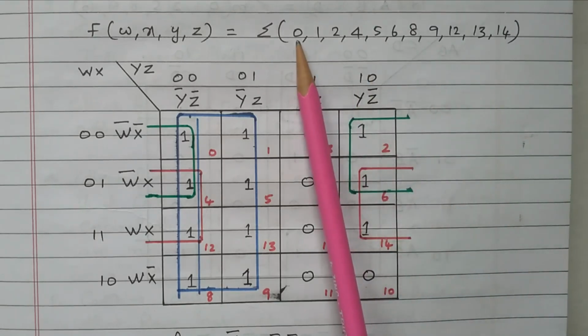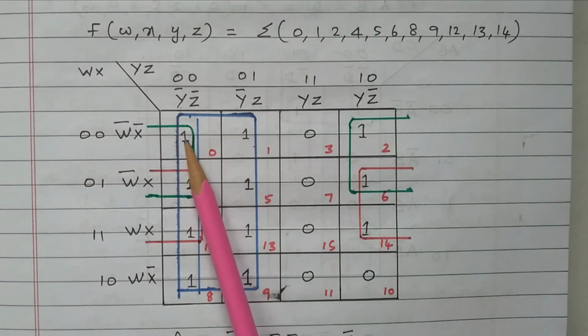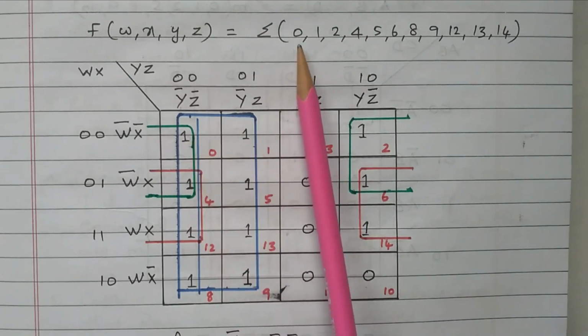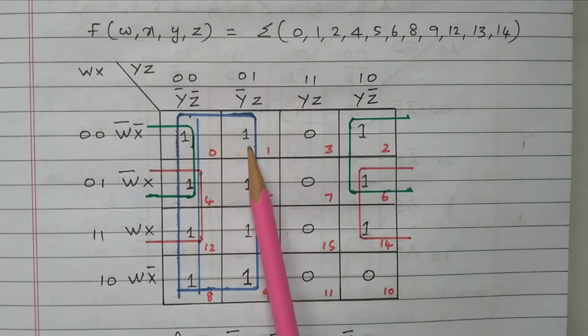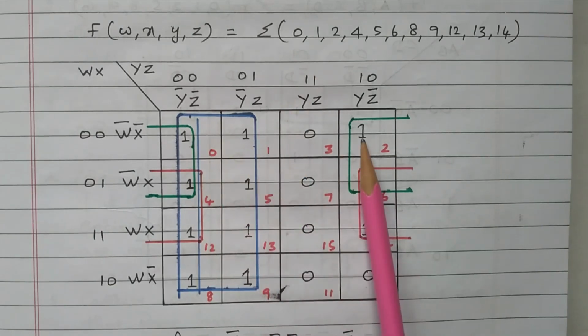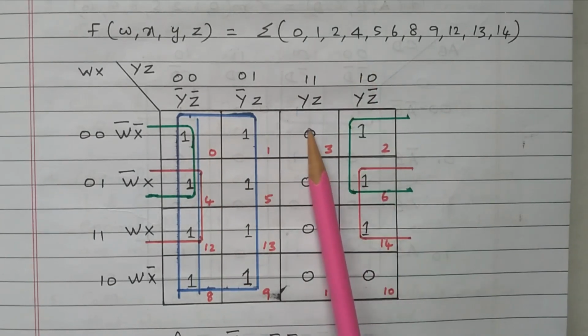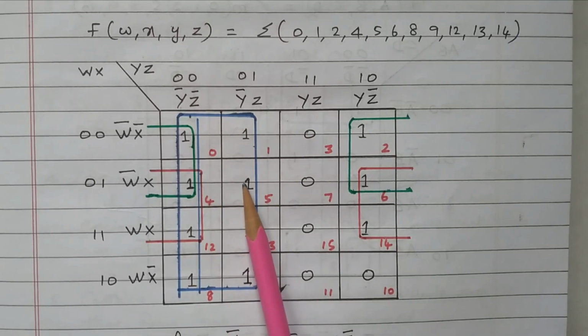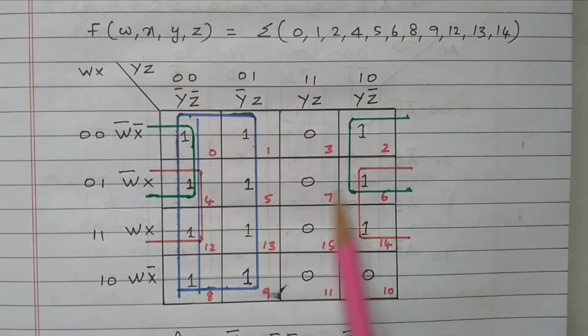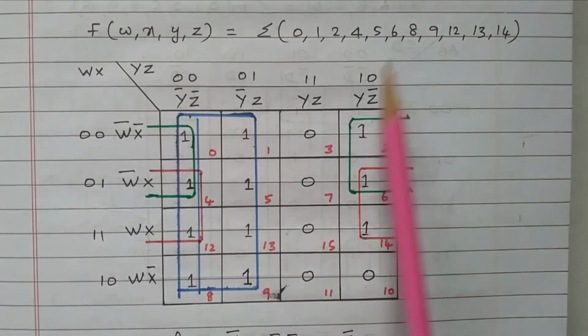Now we will mark this minterm as a 1 in the K-map. The 0 is given, so the 0 is 1. 1 is also available, 1. Then 2 is also available. 3 is not available in the list, so it is marked as 0. Then 4 is available, 5 is available, 6 is available. 7 is not available, so it is marked as 0.